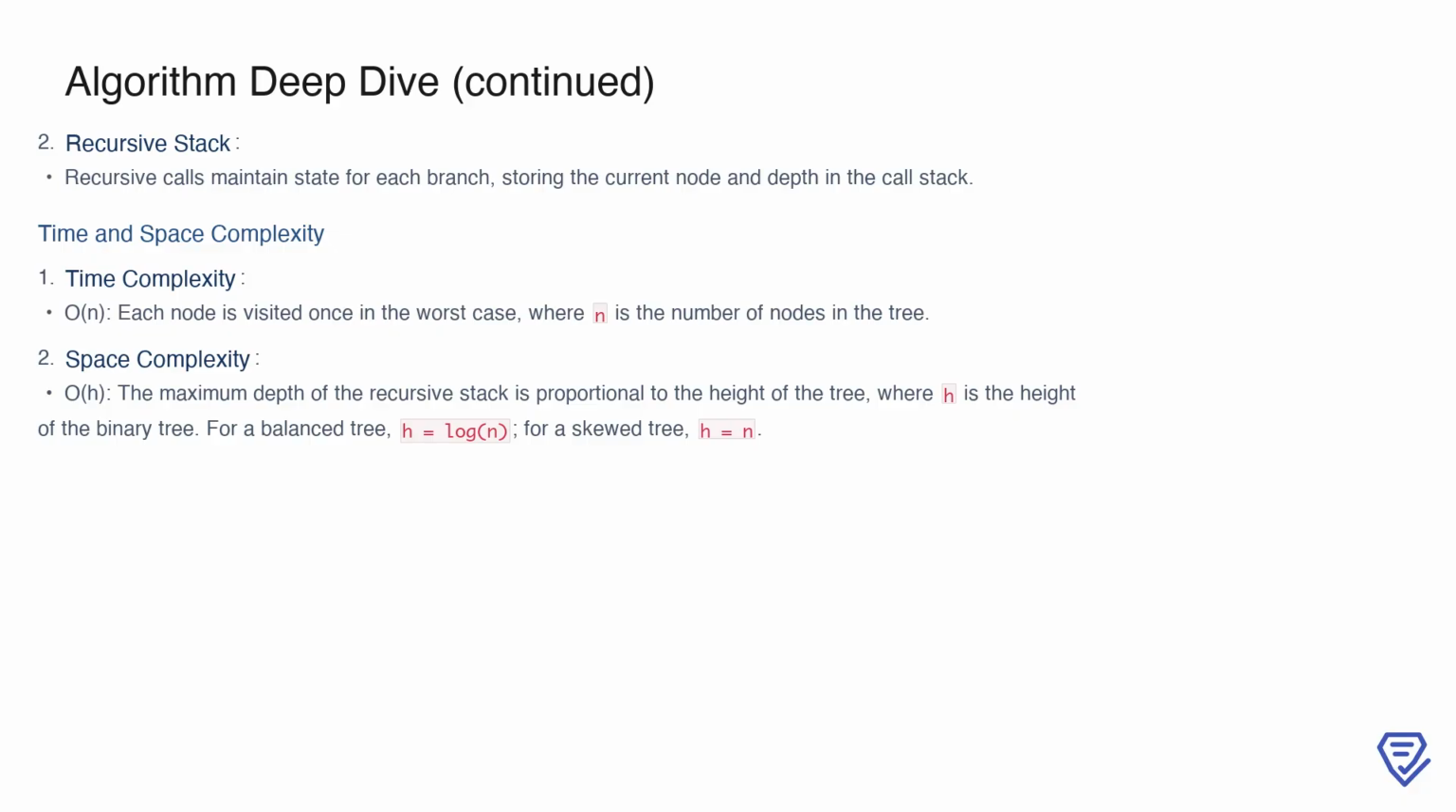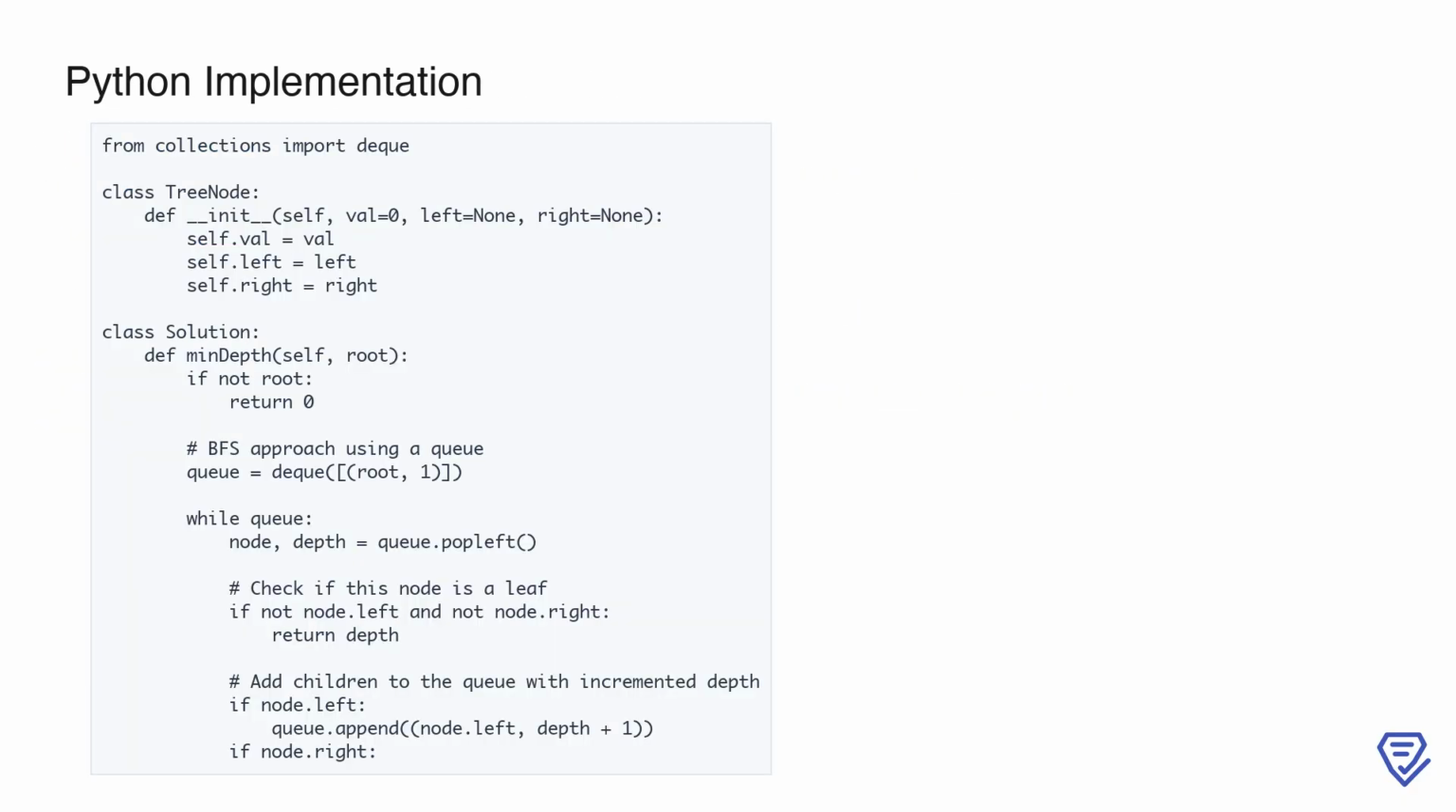To solve the problem of finding the minimum depth of a binary tree, we start by importing the deque class from Python's collections module, as it will help us implement a breadth-first search or BFS. Next, we define a tree node class to represent each node in the binary tree. Each node has a value and pointers to its left and right children. After that, we create a solution class, which contains the minDepth method to calculate the minimum depth. Inside the method, the first thing we do is check if the root is null. If it is, we return 0 because an empty tree has a depth of 0.